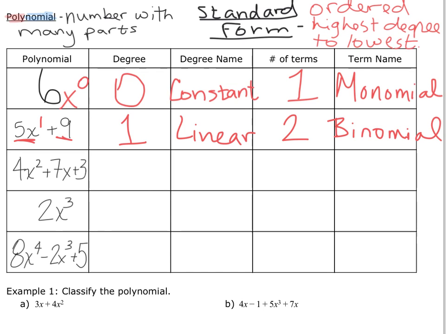All right, next I've got 4x squared plus 7x plus 3. So if I look at my degree, well, this is tricky because I have x squared and I have an x to the 1 power, right? It's squared because we always go with the biggest exponent. So that is x squared, so my degree is 2. The vocabulary word when we have a degree of 2 is called a quadratic.